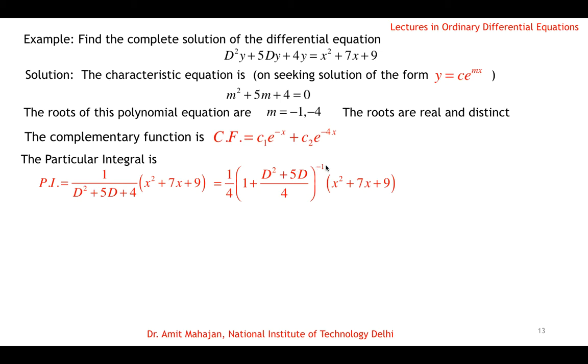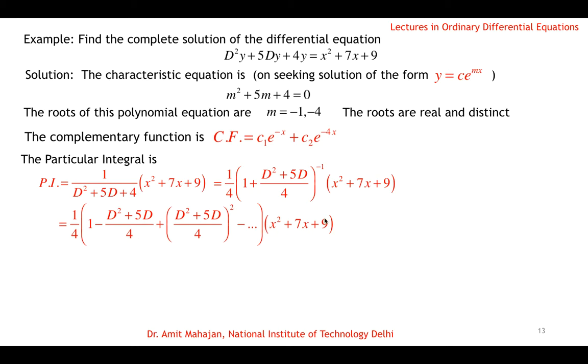Okay, apply binomial, which is (1 plus x) whole inverse is 1 minus x plus x square minus x cube and so on. So here it will be 1 minus this plus its whole square and so on. So 1 by 4 is this constant. Binomial says 1 minus the x, which is d square plus 5d by 4, plus its square minus and so on. And we have to take only those terms from here which are up to d square, because the highest power is x square.